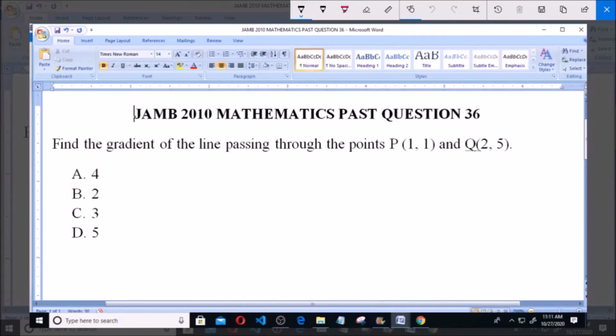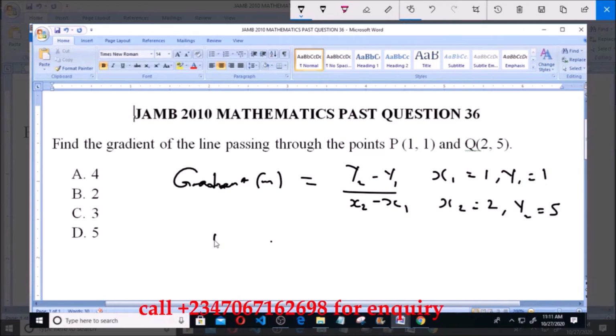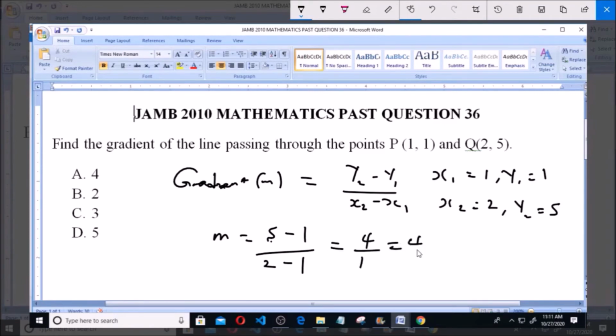Now gradient M is given as y2 minus y1 all over x2 minus x1. From the information given to us, x1 is equal to 1, y1 equals 1, x2 equals 2 and y2 equals 5. Therefore gradient M is equal to 5 minus 1 all over 2 minus 1, and this is equal to 4 all over 1, which is equal to 4. So the gradient is 4, which is option A.